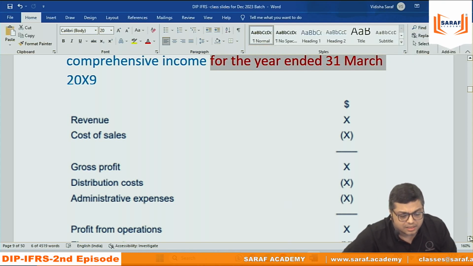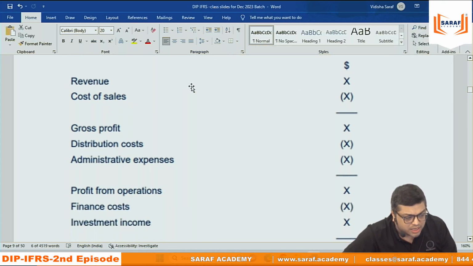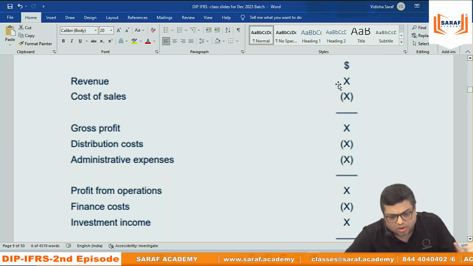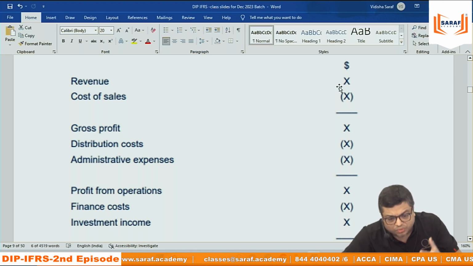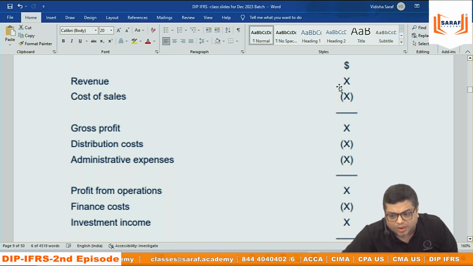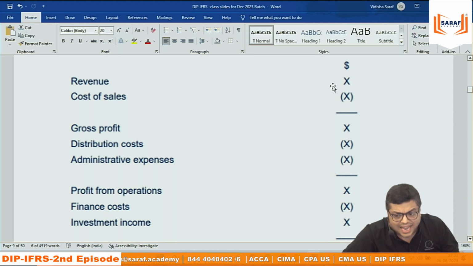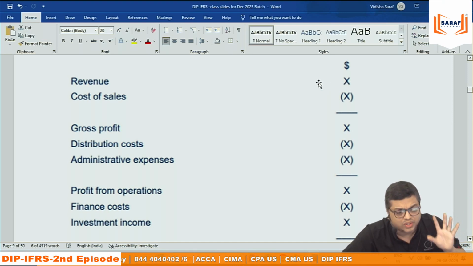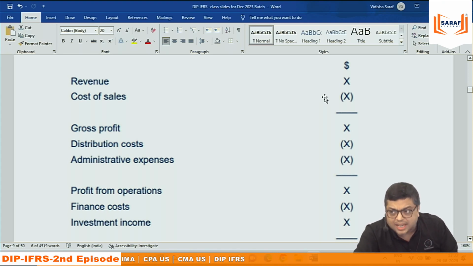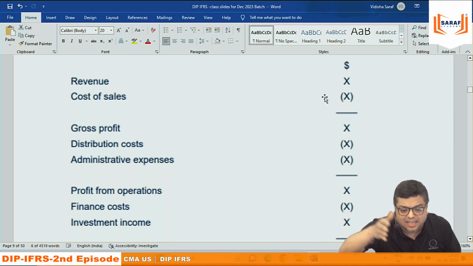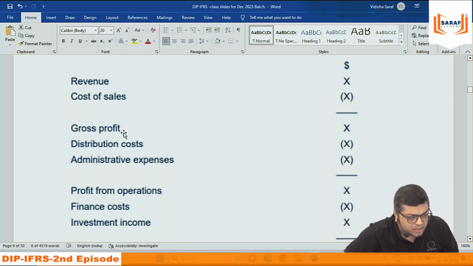For the year, what is the revenue in Saraf Academy or any organization? In my case, it is tuition fees. You all have joined for IFRS, and there are so many students joining for different courses. My entire year's training class fees, that is my revenue. The cost of sale for providing you training classes, internet, electricity, those staff who are engaged, all are cost of sale. Then comes gross profit. From sales revenue, deduct cost, gross profit.